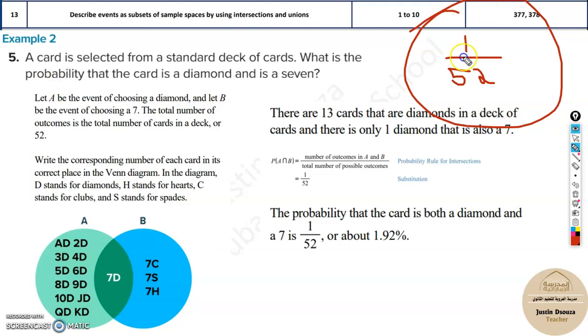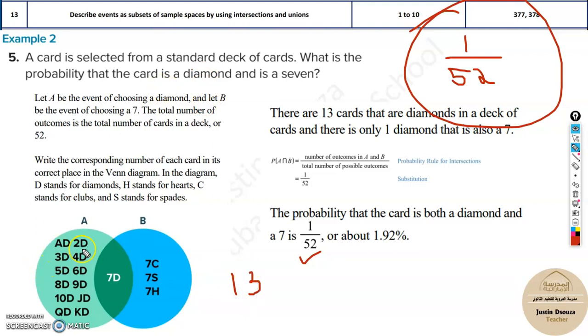Probability is the favorable outcomes divided by the total outcomes. You can directly come to this part if you understand the probability, the diamond, and 7. It's only one possibility. The intersection would be only one. But over here, it is in big detail. Let me tell you what it means. What are all the number of cards that are diamonds? There are 13 cards which are diamonds.